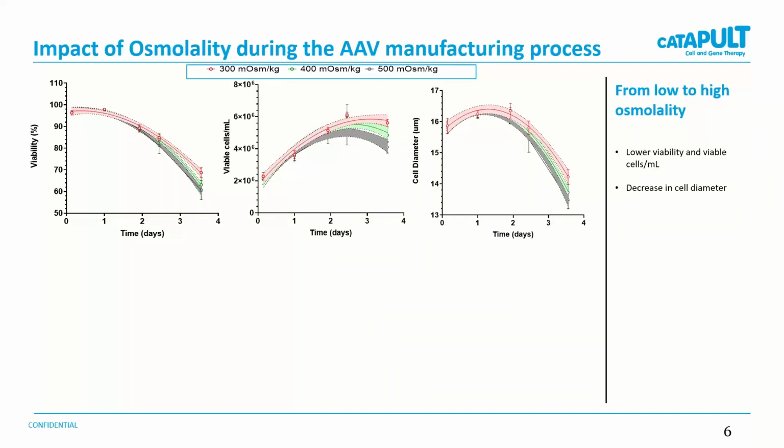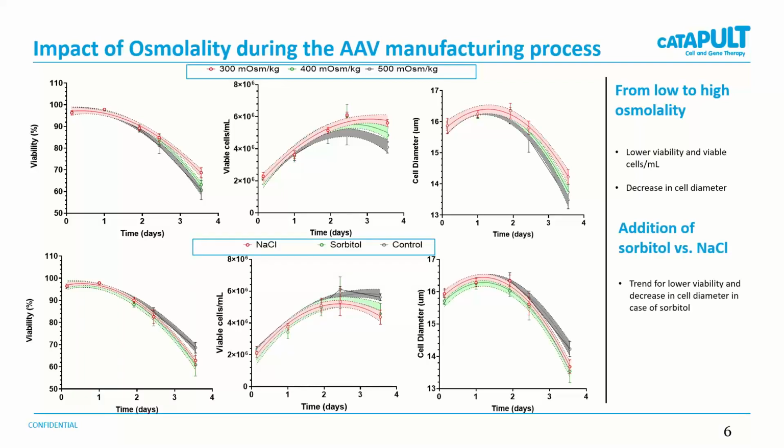Before showing you all the titers, I just want to show you some trends we want to identify from the results. I'm going to start with the difference between using a low osmolarity and a high osmolarity in the process. You can see the difference between conditions from 300 milliosmol in red, 400 in green and 500 in gray. And we can see a trend for a decrease in variability when going into high osmolarity and a decrease in cell diameter.